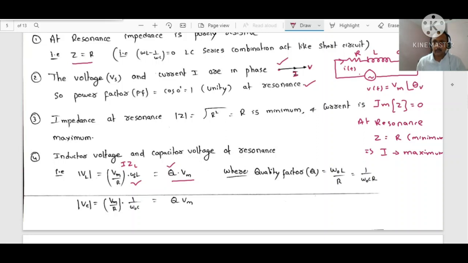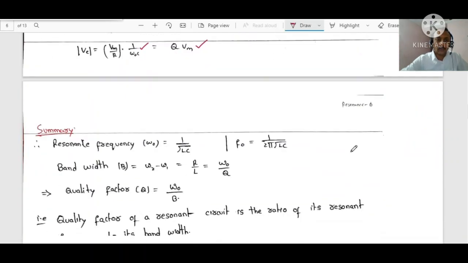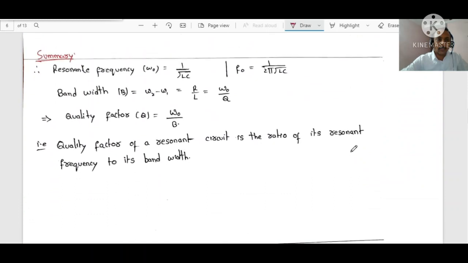Similarly, the voltage across the capacitor at resonance will be how much? The current flowing through the capacitor is Vm by R, into the impedance of the capacitor, 1 by omega naught C. So this is also equal to quality factor times Vm. These 4 points are very, very important with respect to the summary of series resonance. Clear? Next, we will discuss one example with respect to the resonance.